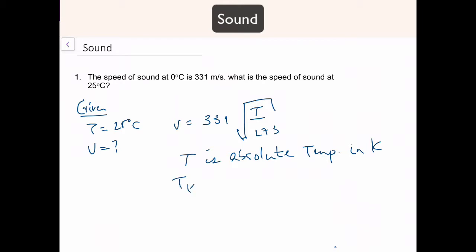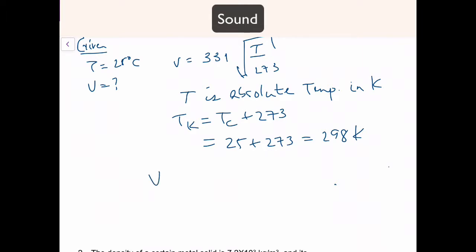We know that temperature in Kelvin is temperature in centigrade plus 273. So 25 plus 273 is 298 Kelvin. Once you have found that, you can apply the equation, which is 331 times the square root of 298 divided by 273. Just apply this equation, nothing else.